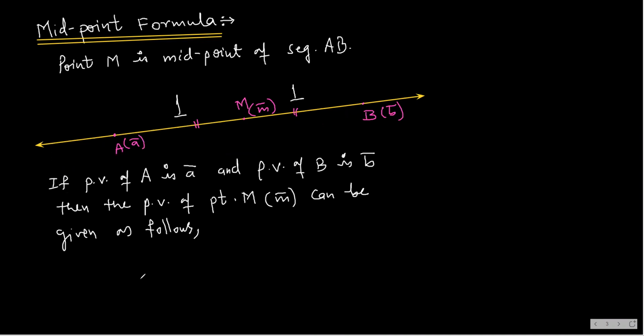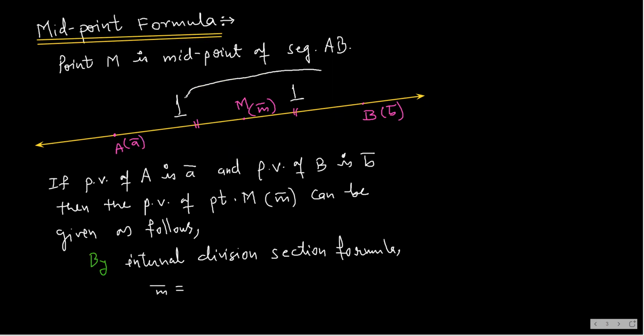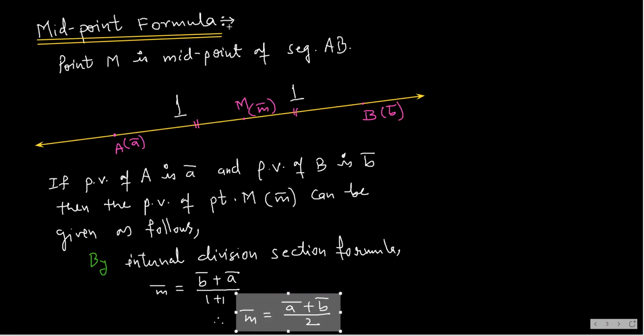It is understood. So here, let us apply the internal division section formula. What will you have? You will have M bar equals, now you know 1 multiplies B, the position vector of B, and this 1 will multiply the position vector of point A. So 1 into B bar, that is B bar, plus 1 into A bar, that is A bar, upon 1 plus 1. So what is M bar equal to? Therefore you have M bar equals A bar plus B bar by 2. This is the formula for the position vector of the midpoint.